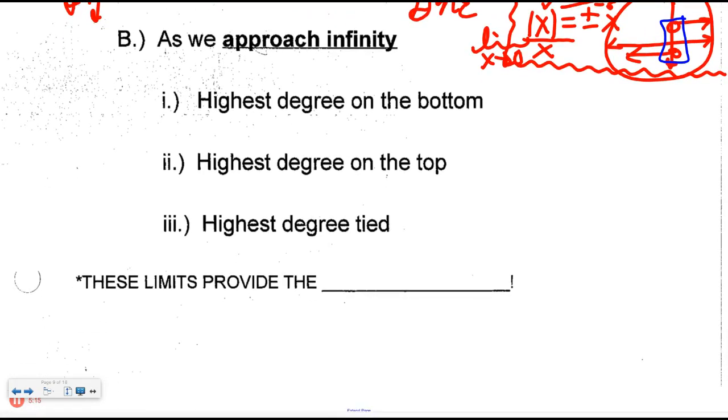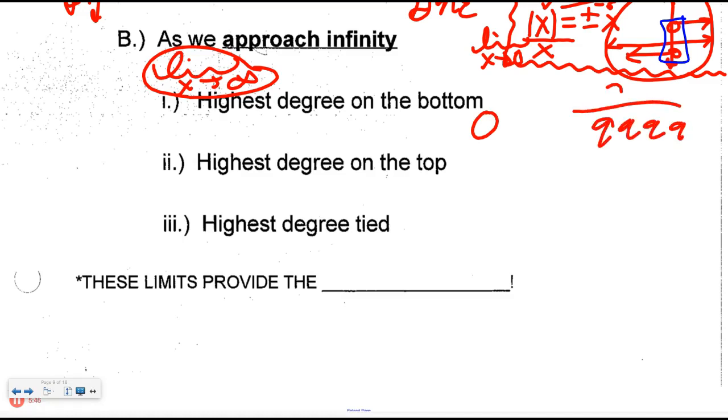So next up, we could also be taking limits as we approach the infinities. Remember, that's all about going on out, and we have to consider what happens when x gets incredibly large in magnitude, be it to the right or to the left. We look at the highest degree of the polynomials, and if the highest degree is on the bottom, then our limit is 0, because that bottom is going to get huge compared to the top. It's going to approach 0.